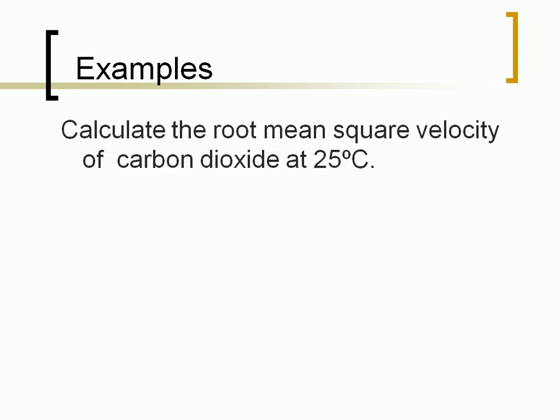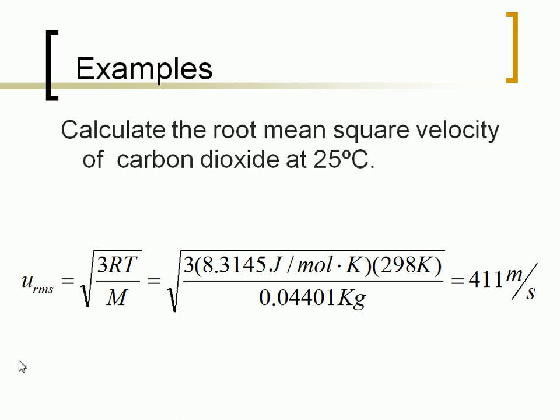I'd like you to try one on your own. Go ahead and click pause and calculate the u_rms of carbon dioxide at 25 degrees Celsius and see what you get. Okay, using the formula, 3 times R times the temperature in Kelvin, so 298 Kelvin, divided by the molar mass of carbon dioxide in kilograms, we got 411 meters per second. Okay, so there you go.